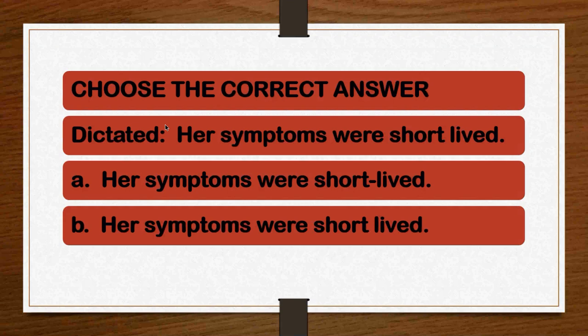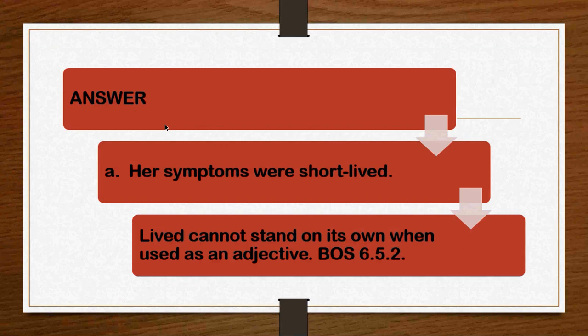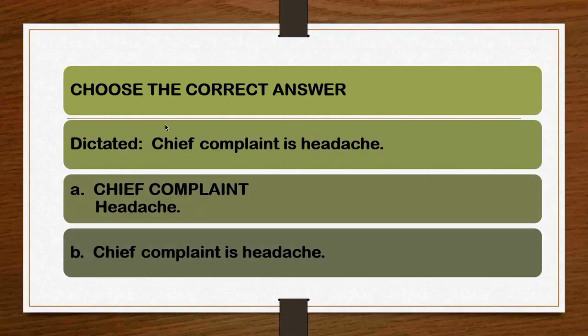Okay, how about this one? Her symptoms were short-lived. A or B? All right. I think everybody's getting this one. Good. It's A. Lived can't stand on its own when used as an adjective. So that's good. Doesn't matter whether the noun follows on that one or not. Good job, you guys.